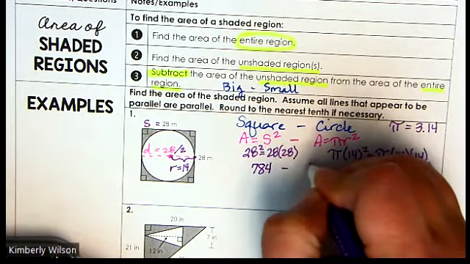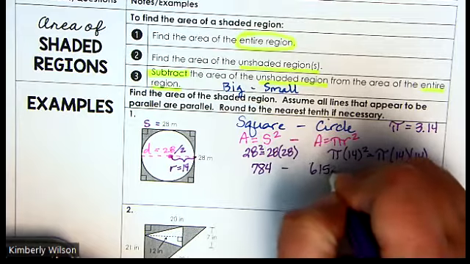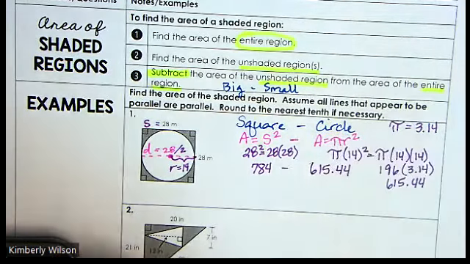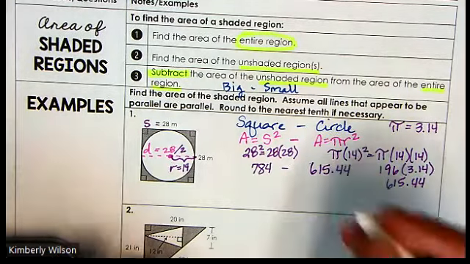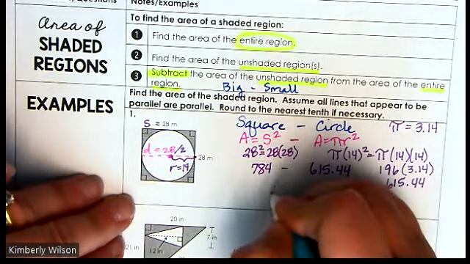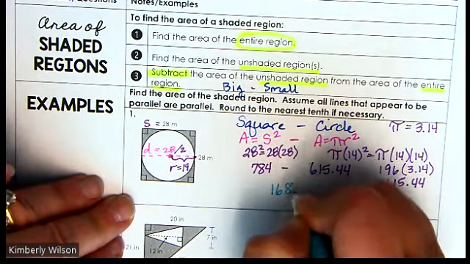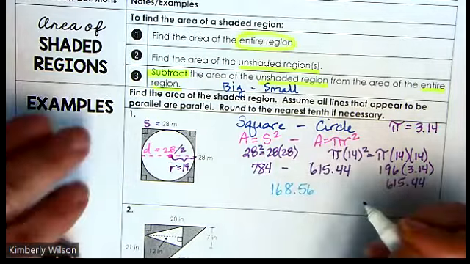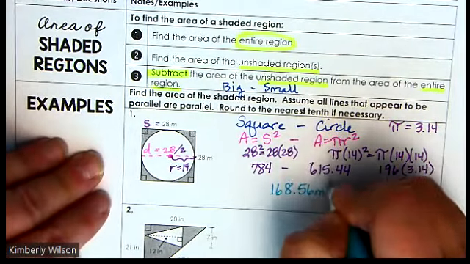So I have minus 615.44. I have to do this subtraction, which I can do in the calculator. 784 minus 615.44, enter. And we end up with 168.56, and my units are meters squared.